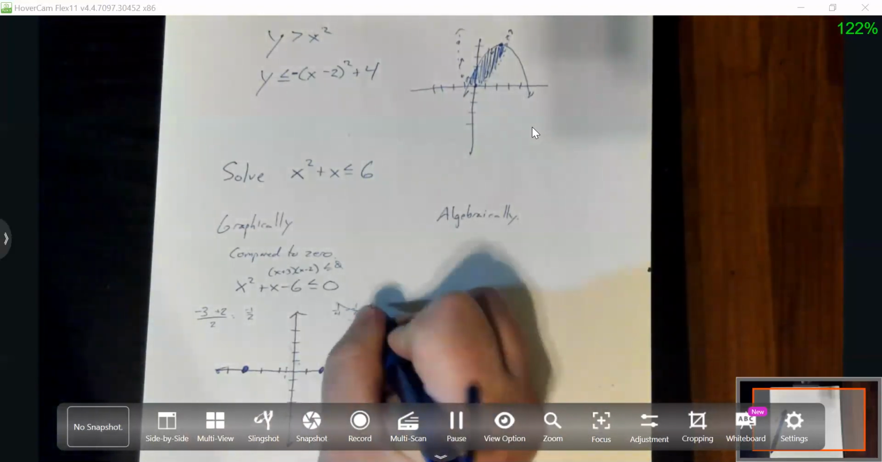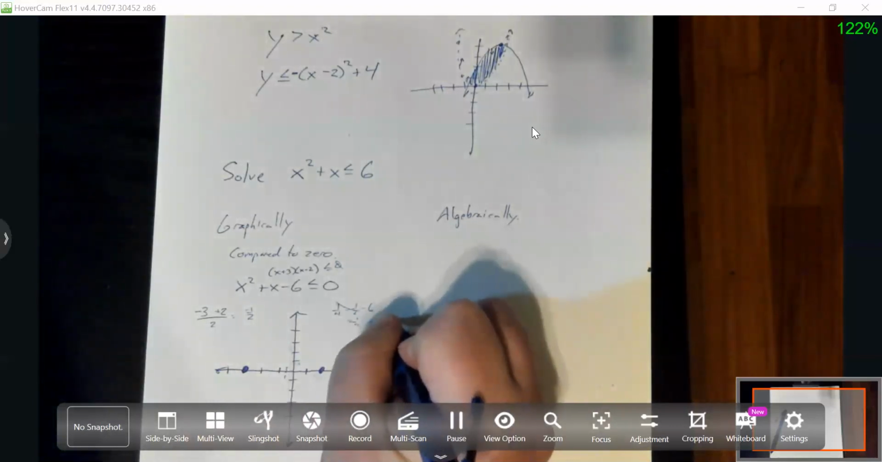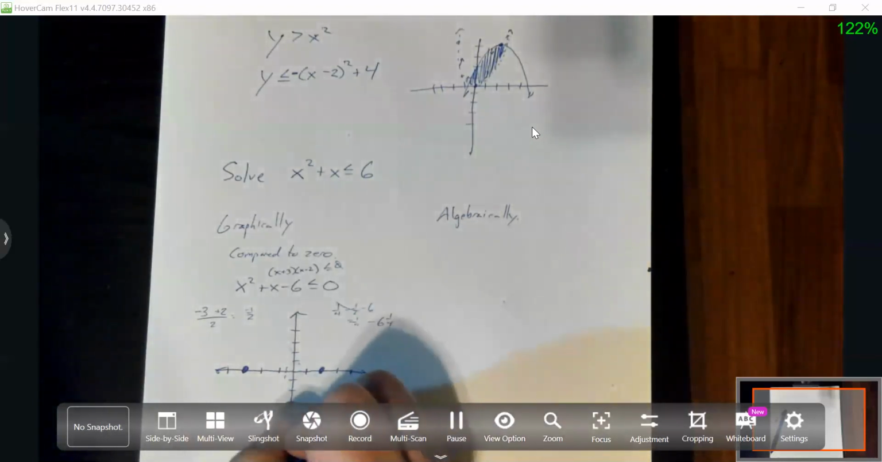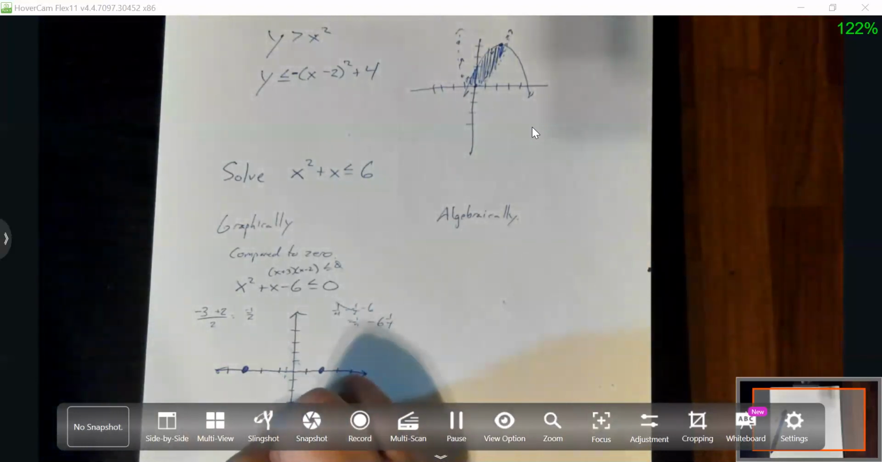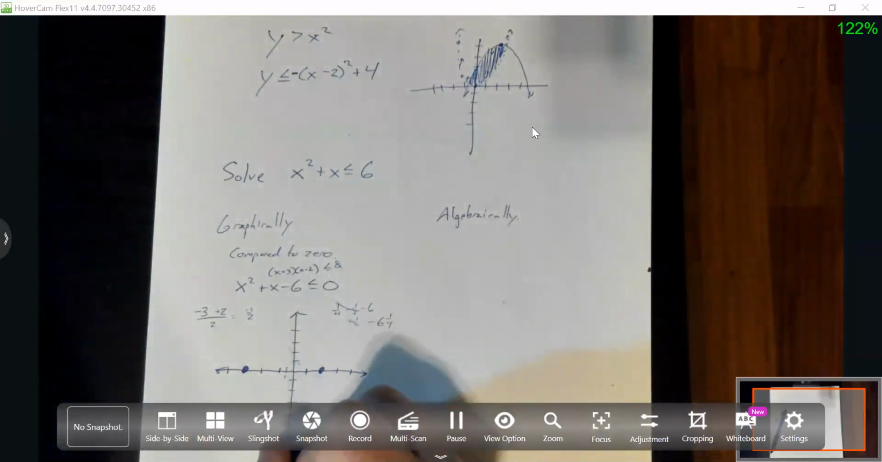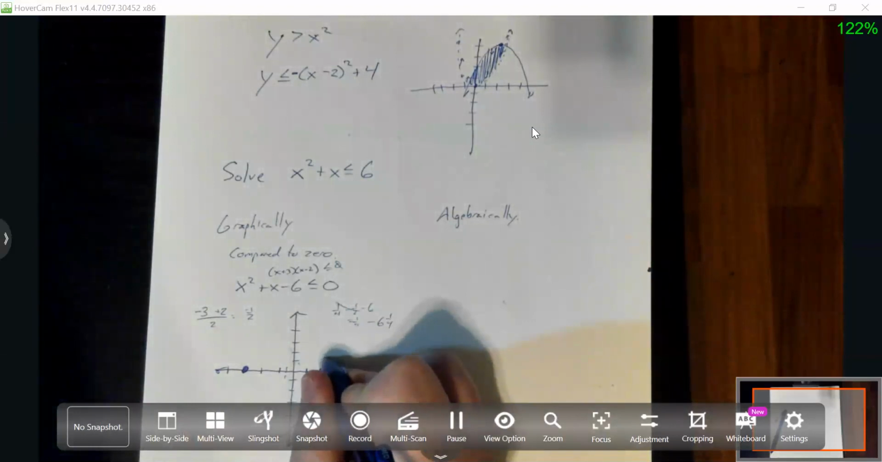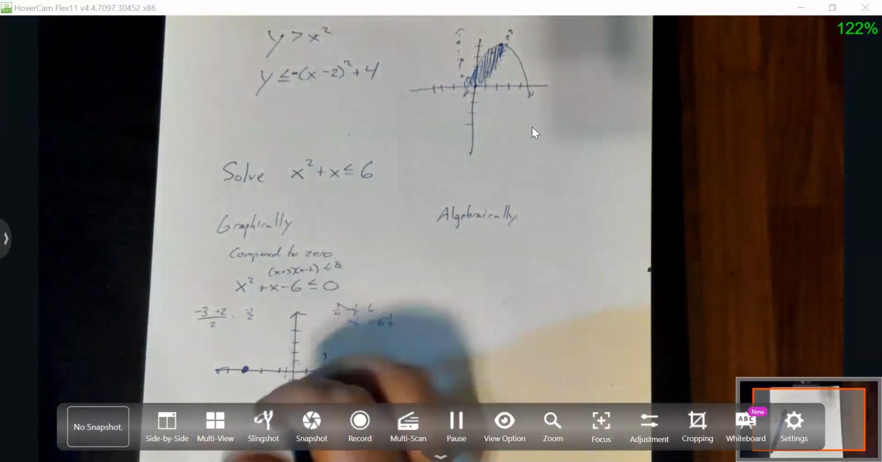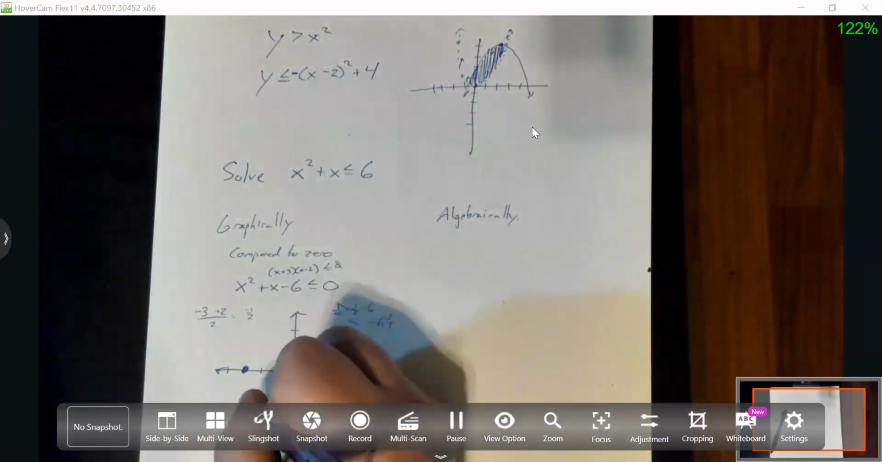So that's negative 1/4, so that's negative 6 1/4. 1, 2, 3, 4, 5, 6 1/4 would be down there. So our graph would be something like this. Again, I'm making it solid because it's less than or equal to.